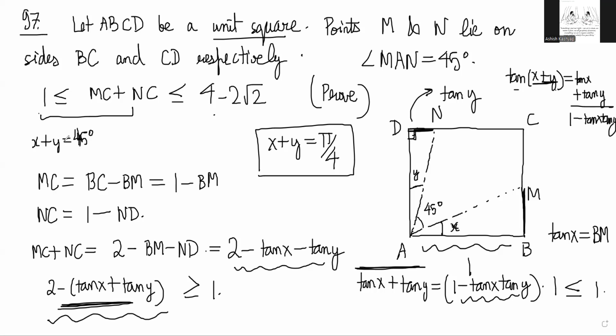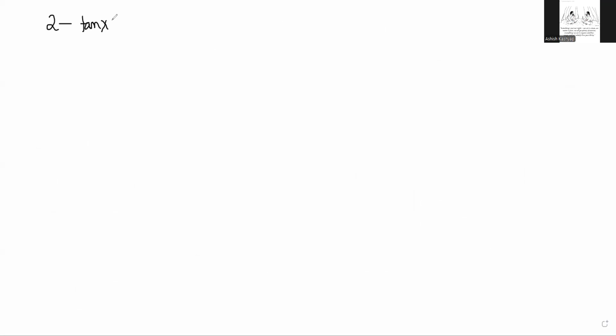So we have to figure out the upper bound for 2 minus tan X plus tan Y, where X plus Y is adding to pi by 4. So let's write this tan X plus tan Y in a slightly different way.